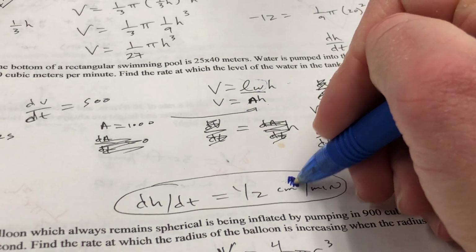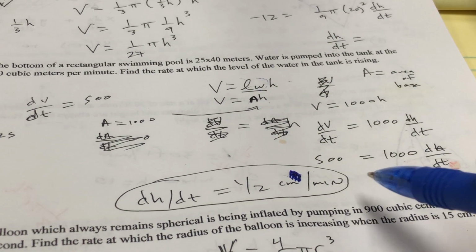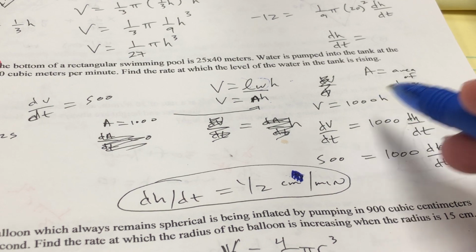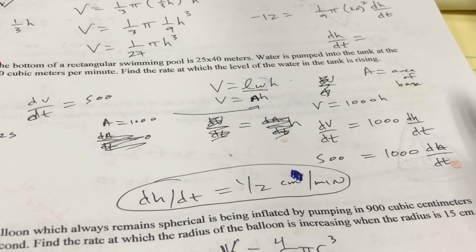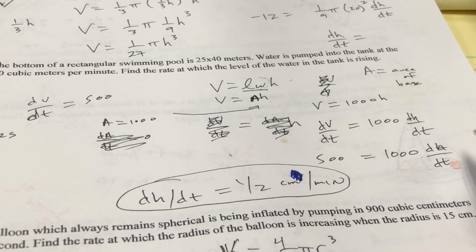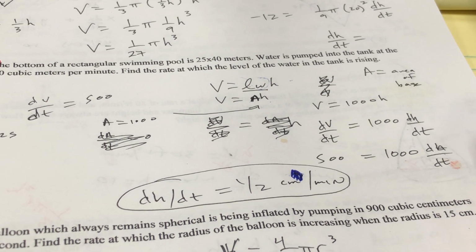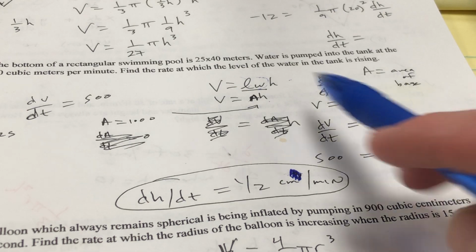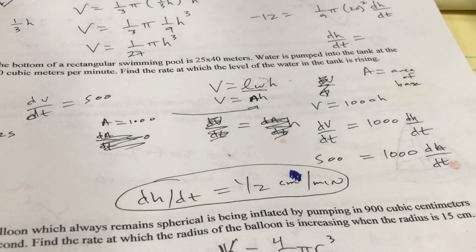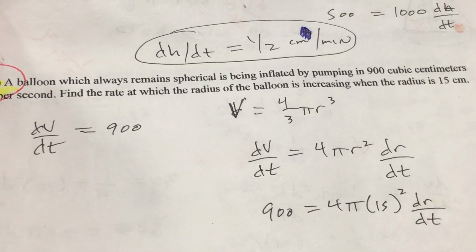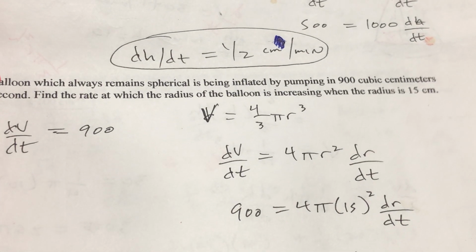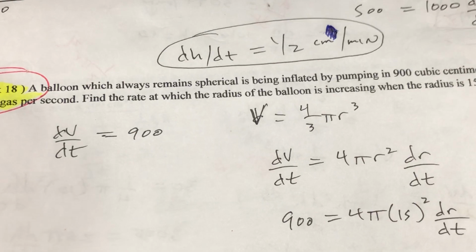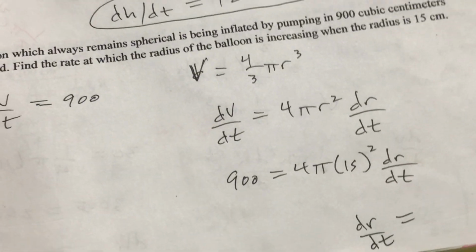Oh man, I emailed these answers to someone. Another SLU teacher wanted to see these, and so that's not good. So that's 1/2 centimeters a minute. So it's not increasing very quickly. You know, it's a good size pool. If a pool is going to be 5 feet high, you can figure out how long it's going to take.